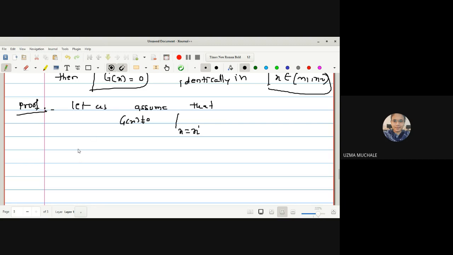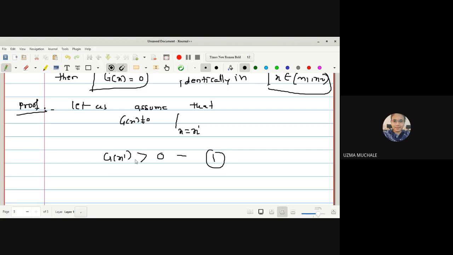So if we are assuming that g of x is non-zero, what does non-zero mean? Let us assume that g of x dash is greater than 0. Let me name it equation 1. Non-zero means either less than 0 or greater than 0. First we will go with g of x dash greater than 0.